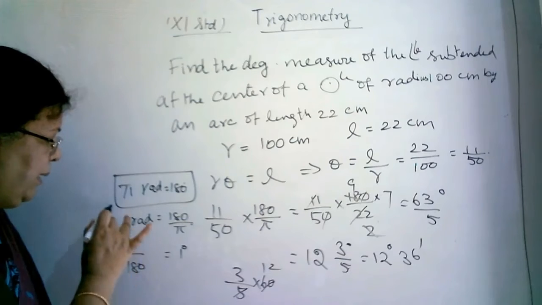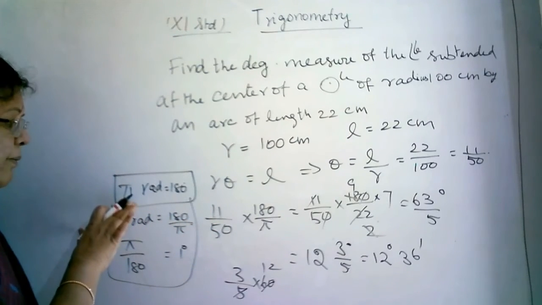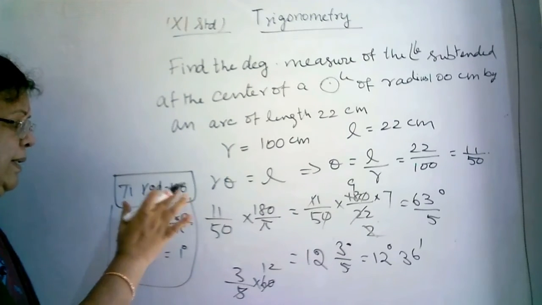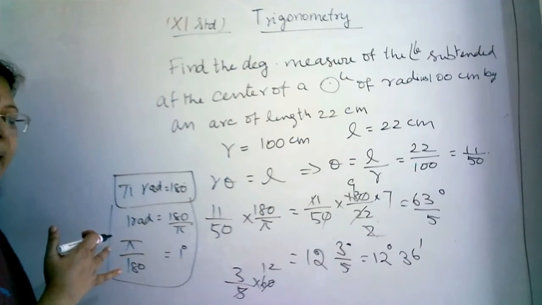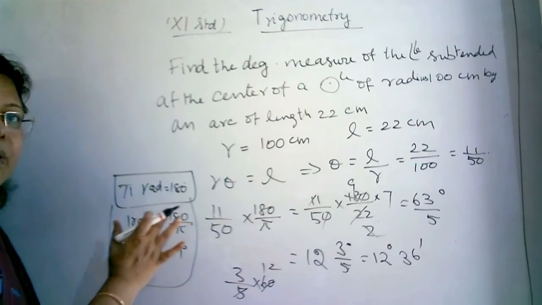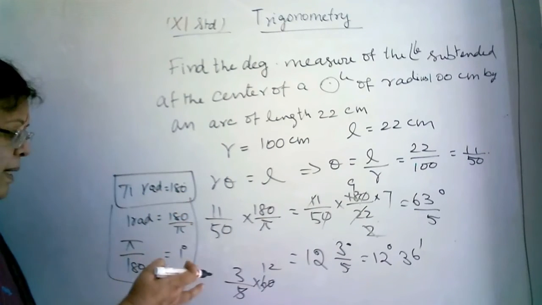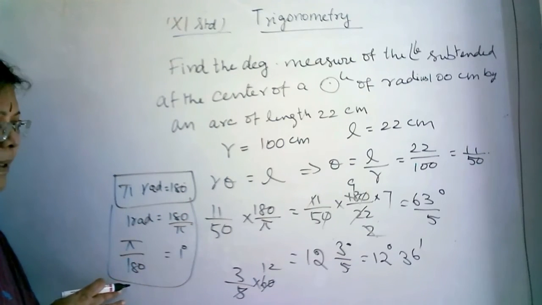If you remember these relations, it's fine. Pi radian is equal to 180 degree. Whatever you want to convert, if you take pi radian as 180 degree, 1 radian is equal to 180 by pi. Similarly, if you take 180 degree is equal to pi radians, then 1 degree is equal to pi by 180 radian.